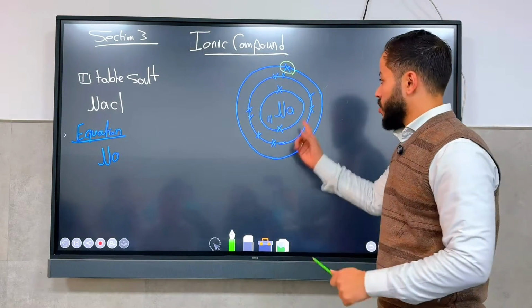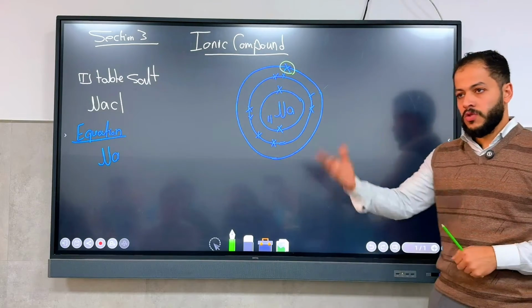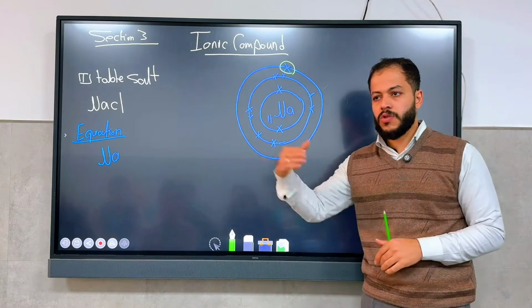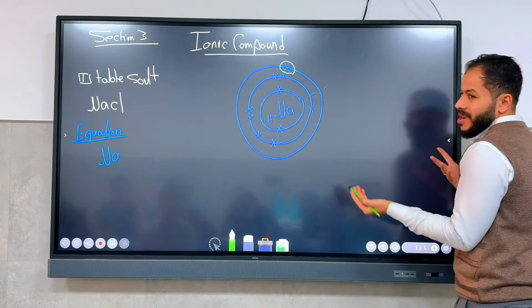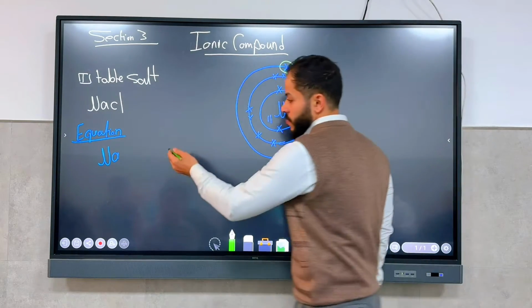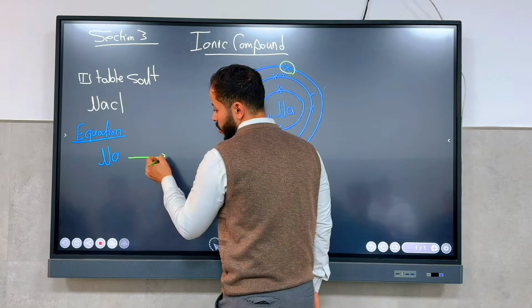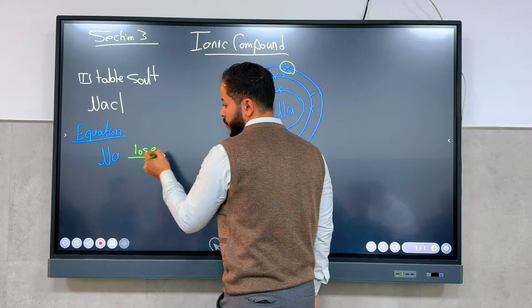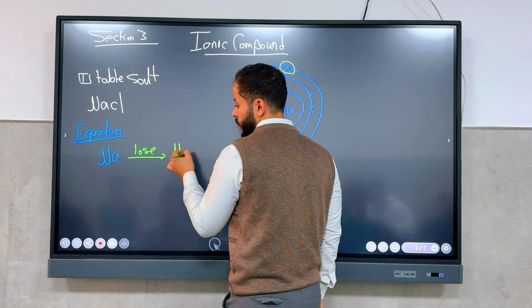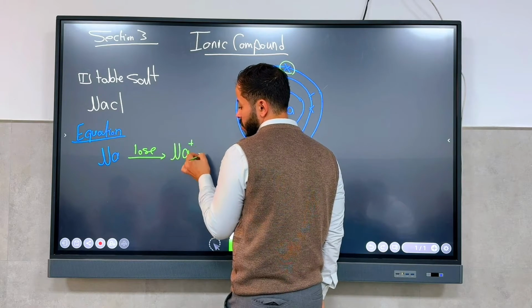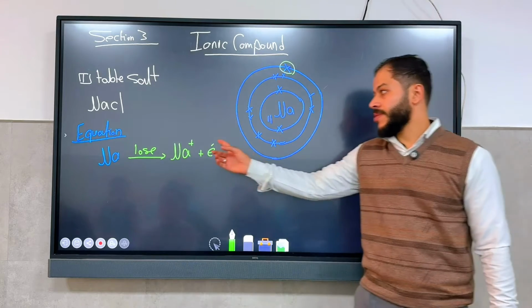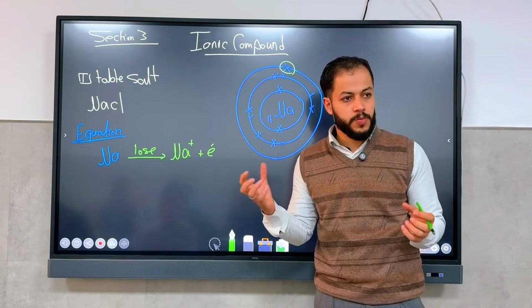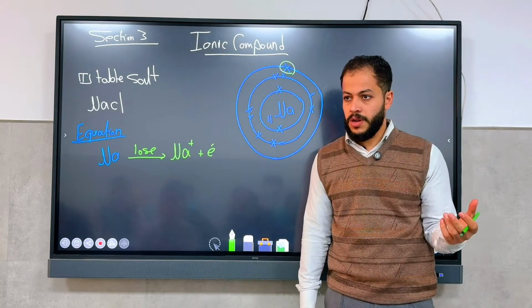We want to reach that. So what is the easiest for sodium here? To gain 7 electrons or just to lose 1 electron? So this atom will lose 1 electron, but where does this electron go? As we represent, the sodium will lose 1 electron and convert to Na positive plus 1 electron, right? So why do we represent a positive charge here? Because the number of protons is bigger than the number of electrons.